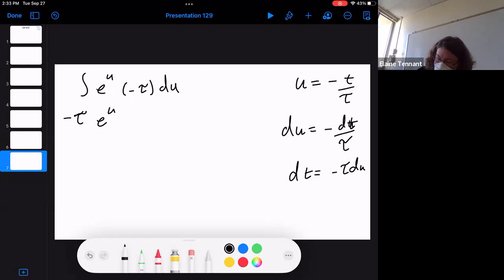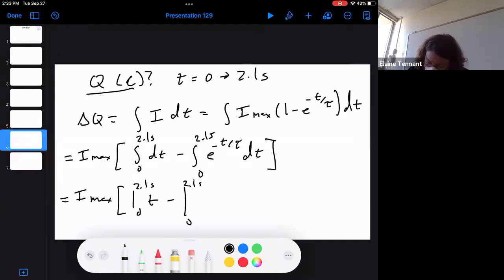And then we have to substitute back in. This is negative tau e to the negative t over tau. Okay. So there's our integral, nicely done out. Okay, I got that. That's beautiful. I like it.